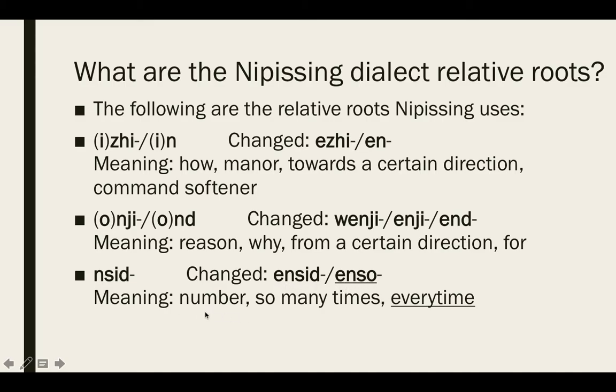And so this can mean number so many times and every time. And you'll notice that ens, when it's tacked onto a verb, means every time. As far as I'm aware, it means every time. It could have other meanings, but I'm not aware of them.